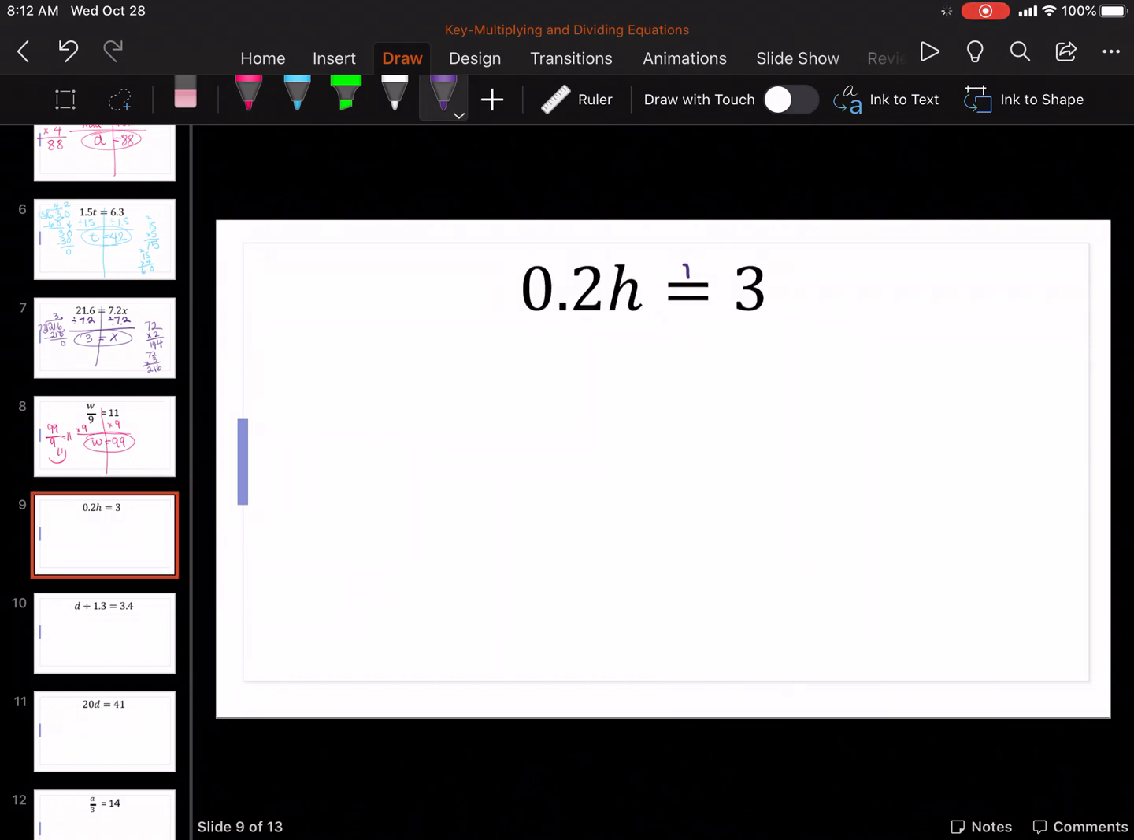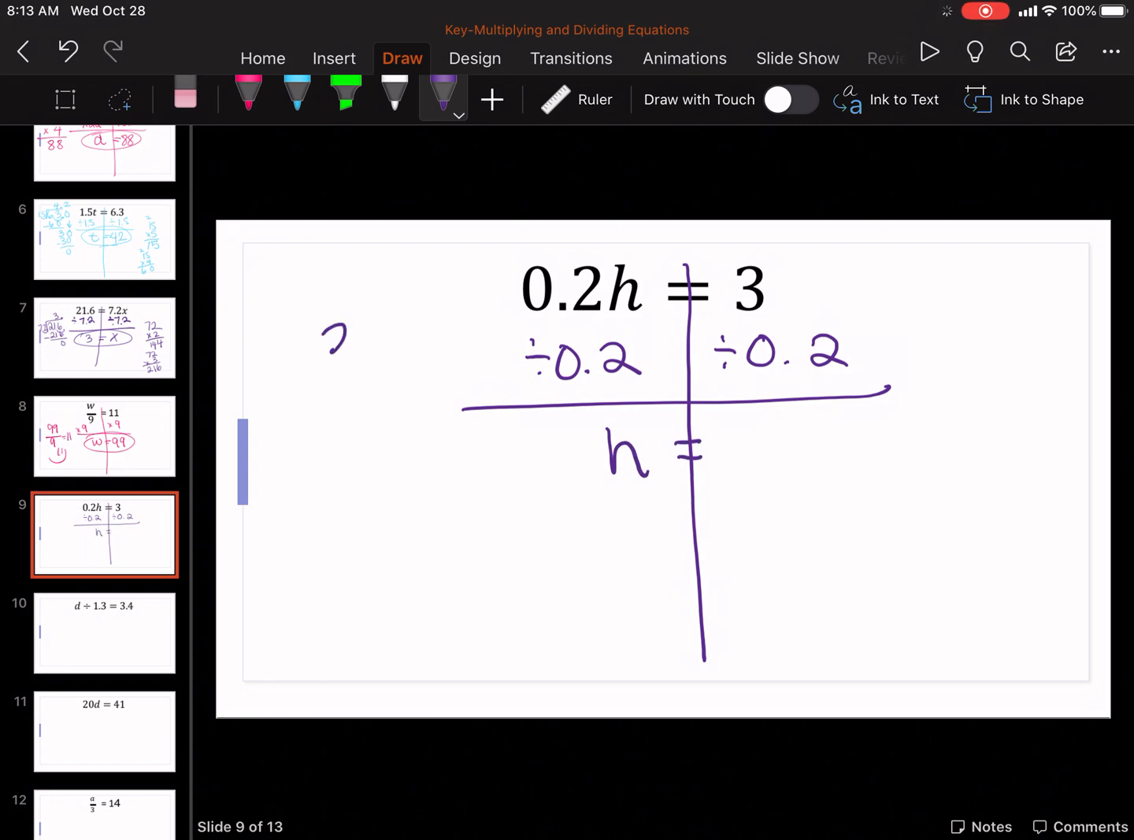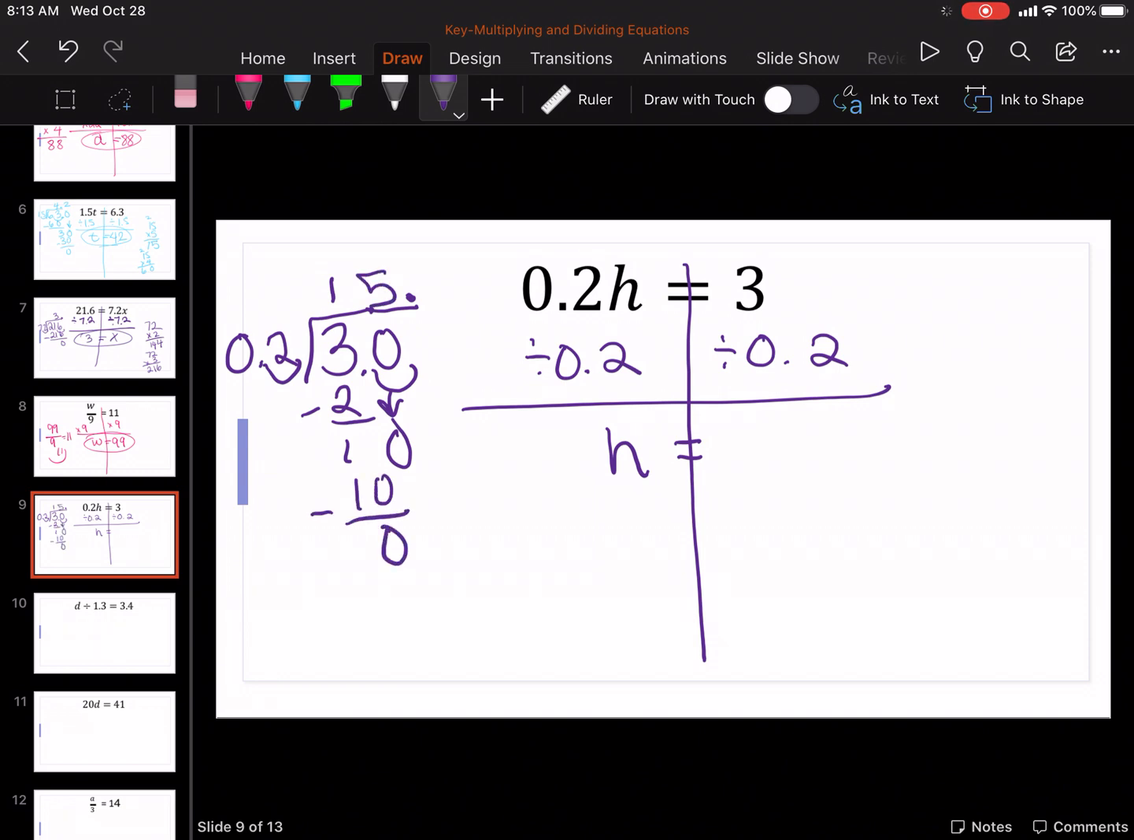Okay, we're going to draw our line. What is happening with H is multiplication. So we're going to divide by 0.2 on both sides. So then H, okay, 3 divided by 0.2, we got to slide the decimal over. 2 goes into 3 one time, 1 left over. Bring down the 10, goes in 5 times. So it equals 15. 3 divided by 2/10 equals 15.